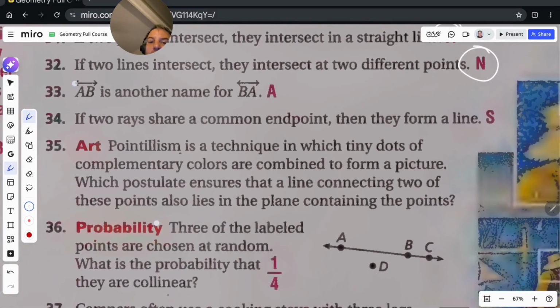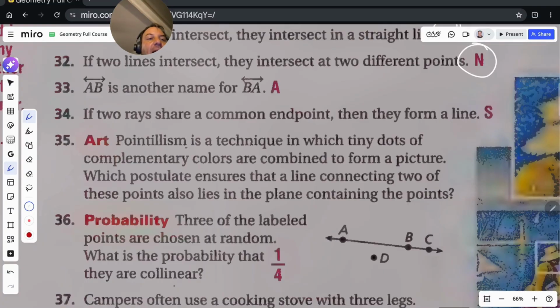34, if 2 rays share a common endpoint, then they form a line. We'll take a closer look at 34 here. 2 rays from the same endpoint form a line only if they go in exactly opposite directions. Those would be called opposite rays in geometry.